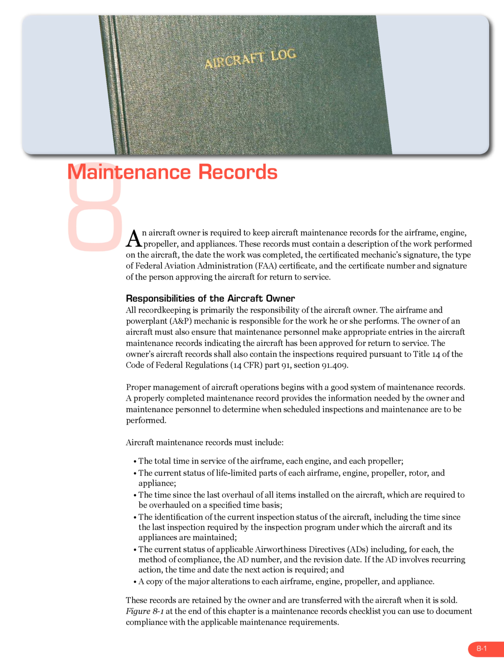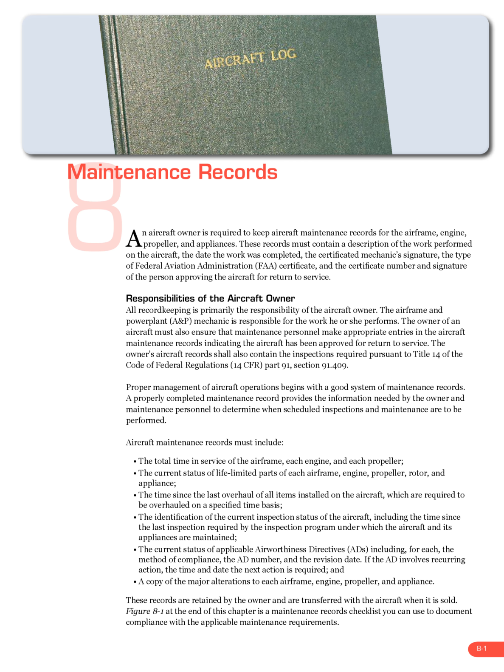Aircraft maintenance records must include the total time in service of the airframe, each engine, and each propeller, the current status of life-limited parts of each airframe, engine, propeller, rotor, and appliance, the time since the last overhaul of all items installed on the aircraft which are required to be overhauled on a specified time basis, the identification of the current inspection status of the aircraft, including the time since the last inspection required by the inspection program under which the aircraft and its appliances are maintained, the current status of applicable airworthiness directives (ADs), including, for each, the method of compliance, the AD number, and the revision date.